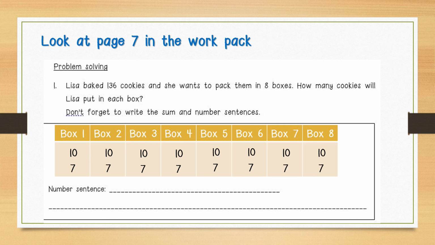So now we're going to move on to writing our number sentence. So 136 divided by 8 is 17. Then we're going to write our sentence. Each box will have 17 cookies.